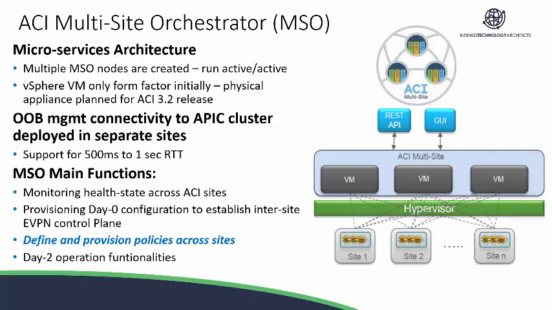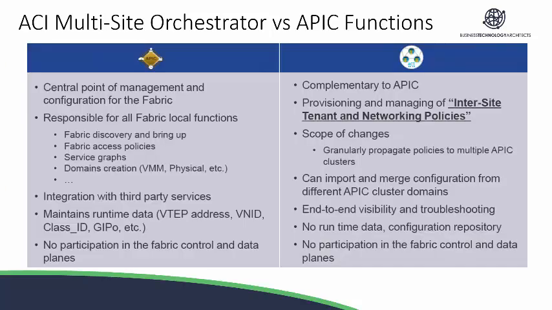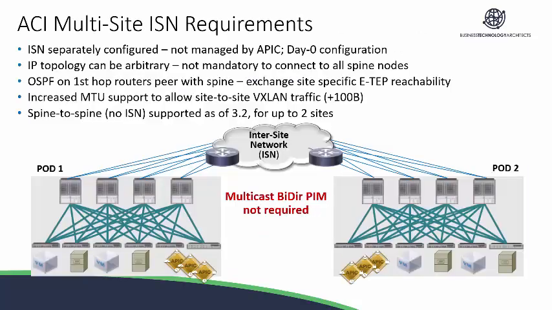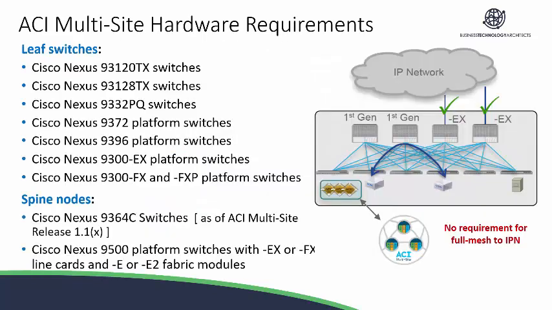And the MSO's main function is to monitor health states across ACI sites, provision day 0 configuration to establish the inter-site EVPN control plane, and it does day 2 operational functionalities. So here's the difference between the MSO and the APIC functions. Basically, the MSO is complementary to the APIC, and it provides management of inter-site tenant and networking policies, so it'll span multiple clusters. And here are the ACI multi-site ISN requirements for the inter-site network and hardware requirements for the multi-site inter-site network.